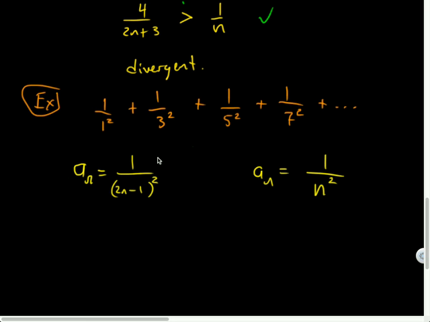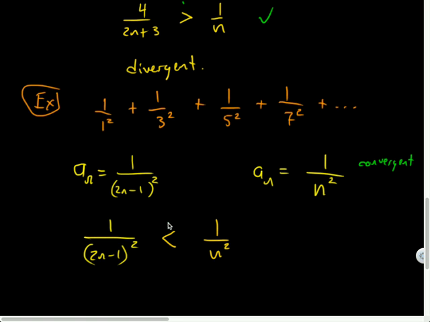So let's ask our question. Is 1 over 2n minus 1 squared, that's a terrible vinculum, going to be less than or greater than this? I want it to be less than that. It has to be less than that because this is a convergent series, and if it's greater than it, then I know nothing. So I'm hoping that this is less than 1 over n squared.